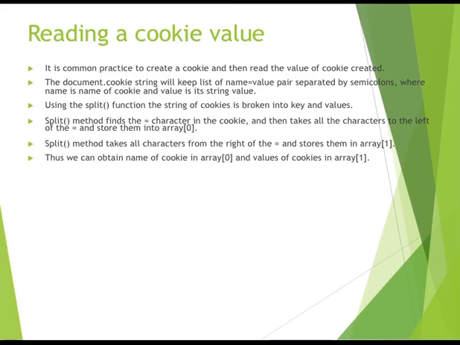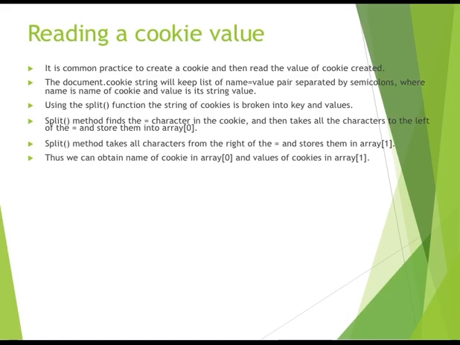What does the split method do? It finds the equals character, then takes all the characters to the left of the equals sign and stores them in array 0. So array 0 will contain the names of the cookies. Then the split method searches for the equals character again and stores all the characters to the right of it into array 1. So the split method stores the key and value pair into different arrays.